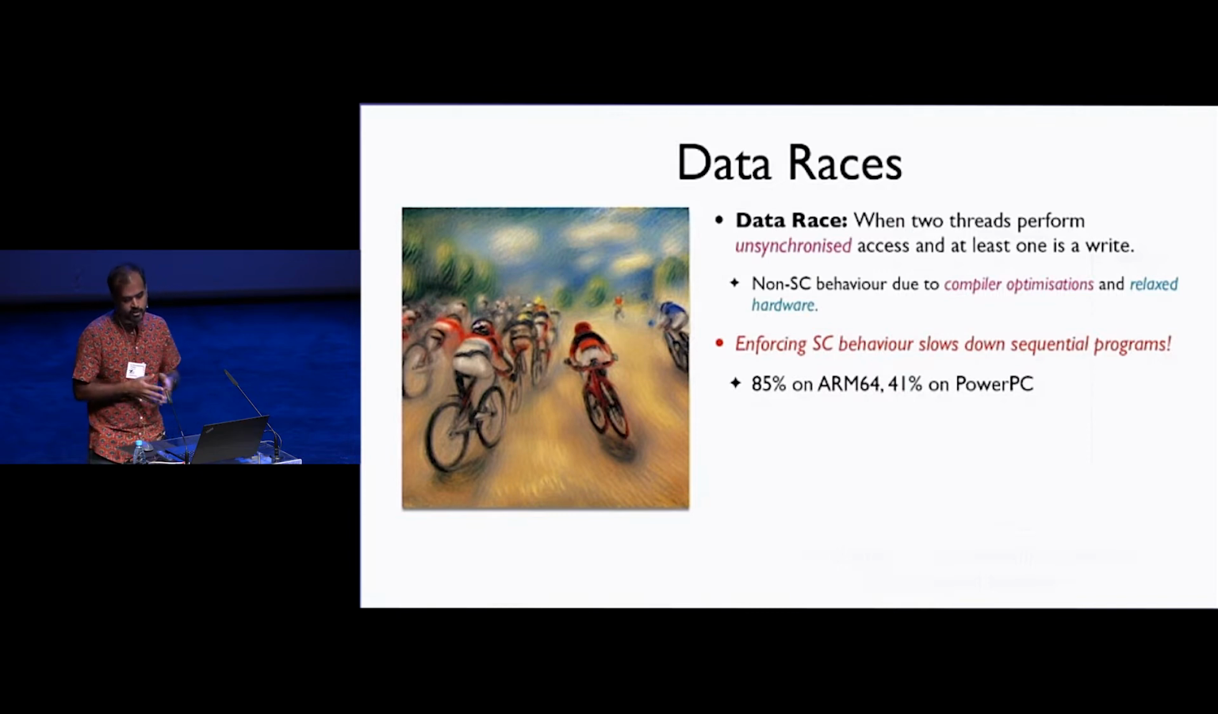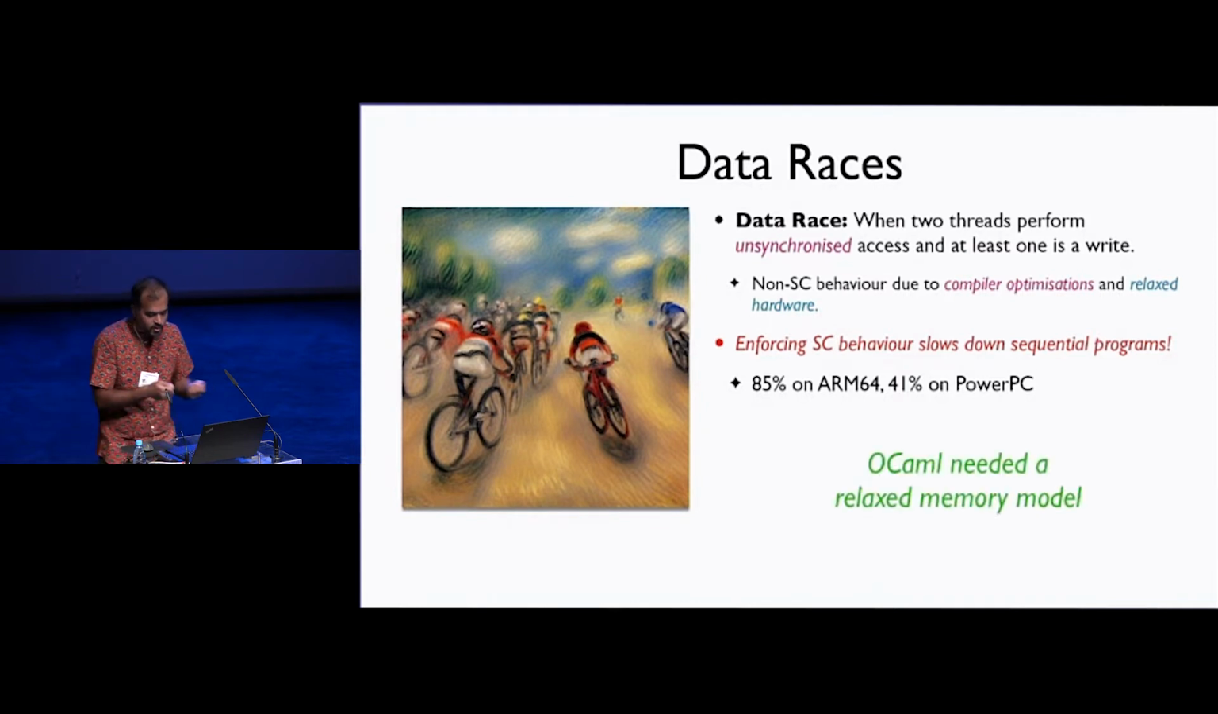So one thing we attempted to do was to enforce sequential consistency in OCaml, right? What would be the cost of saying OCaml will always have sequential consistency even in the presence of data races? This turned out to be quite expensive for relaxed architectures. In our measurements, it was about 2x slower for sequential programs running on this new runtime because we wanted to enforce SC. Right? So we needed a relaxed memory model for OCaml.